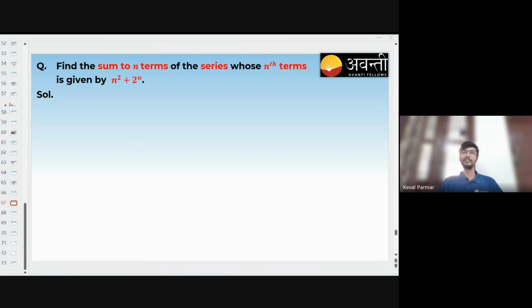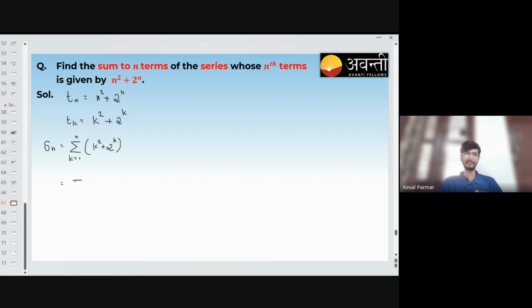The nth term is this, correct? So let's say this is basically Tn. One thing we'll do the same thing, n square plus 2 raised to the power n. So we will find the kth term. So what will be Tk? Tk will be equal to k square plus 2 raised to the power k. Now I have to find Sn, where it is the summation of n terms. That means the summation from k equals 1 to n of k square plus 2 raised to the power k.